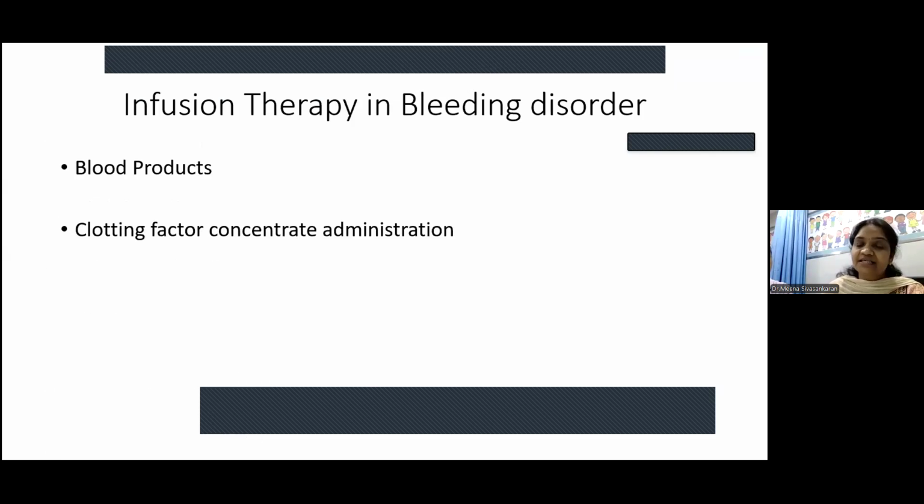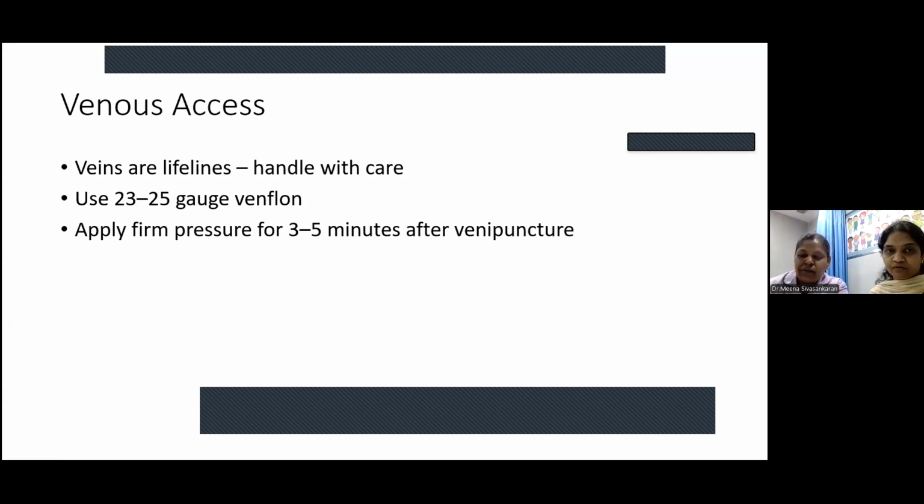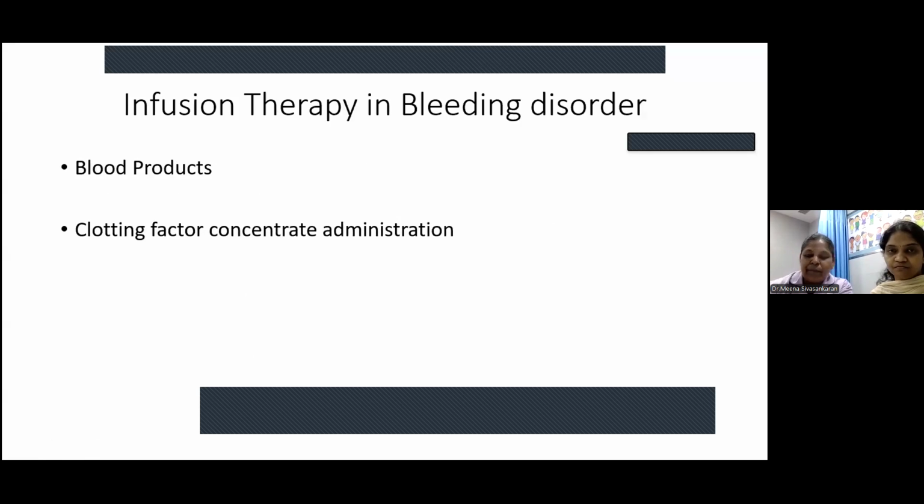Next, our nurse, Mrs. Princess Margaret, will take us through the blood product support as well as the administration of the clotting factor concentrate. Good evening all. Now we are going to see about infusion therapy in bleeding disorders. In infusion therapy in bleeding disorders, we have blood products administration and clotting factor concentrate administration.